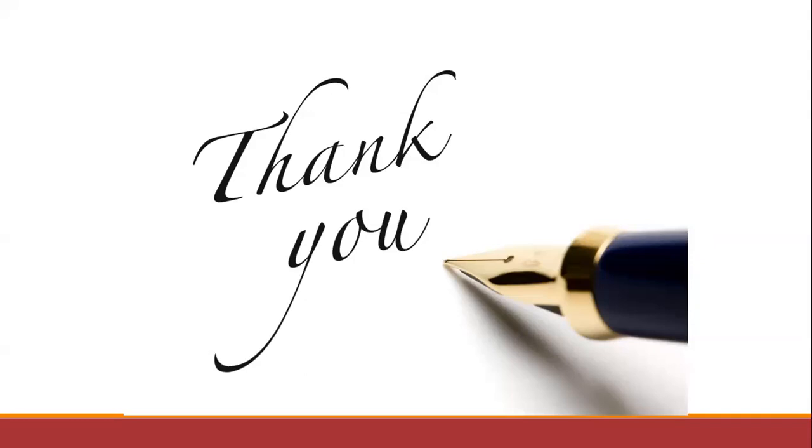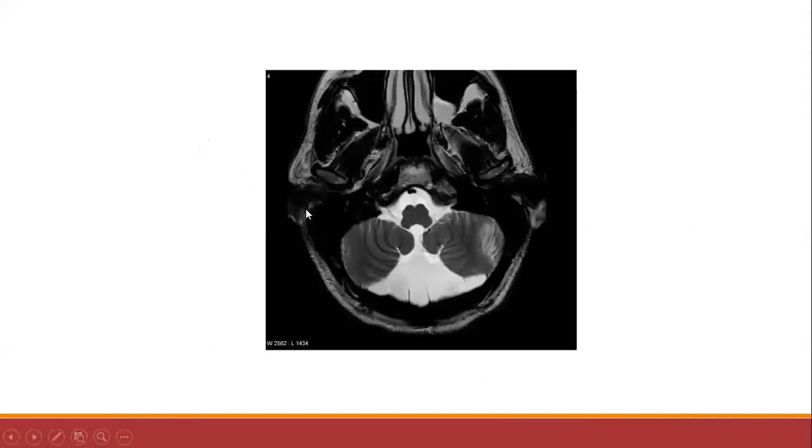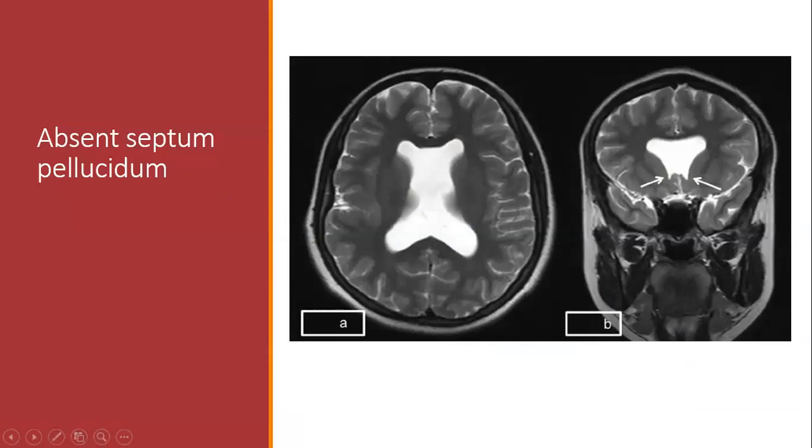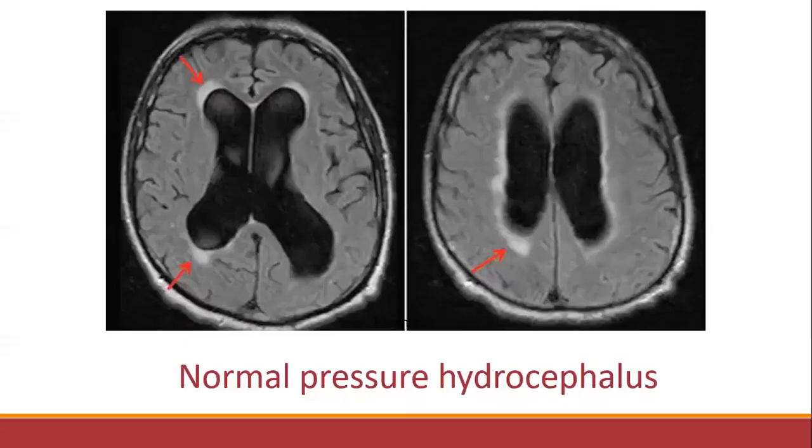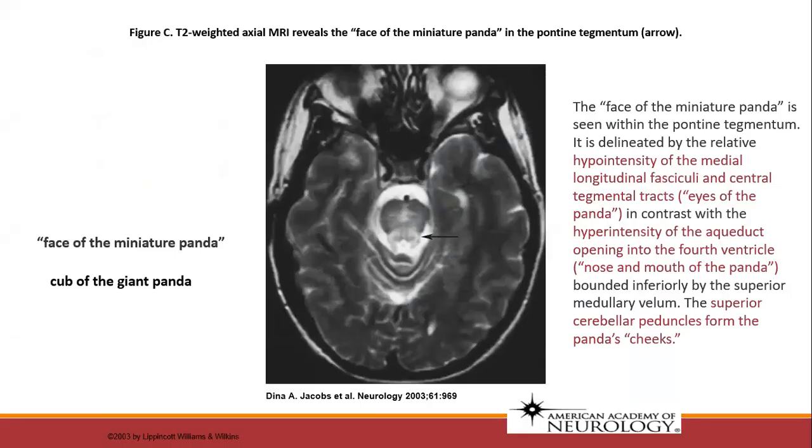Sir, can you please describe the face of the miniature panda? Again, I will go to that slide. Okay. So here, the face of the miniature panda is seen at the level of the pons. You have the medial longitudinal fasciculus and the central tegmental tract, which form the eyes of the panda. Then you have the cerebral aqueduct opening into the fourth ventricle, which forms the nose and mouth of the panda. Inferiorly you have the superior medullary velum. The superior cerebellar peduncles, which are not clearly seen here, form the panda's cheeks. So it's called the face of the miniature panda or the cub of the giant panda.